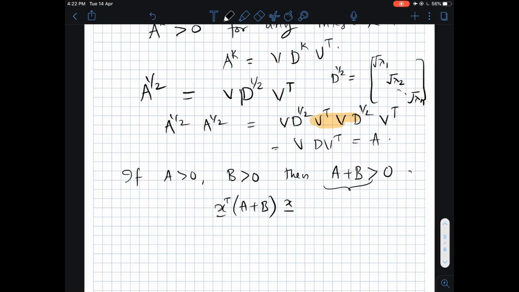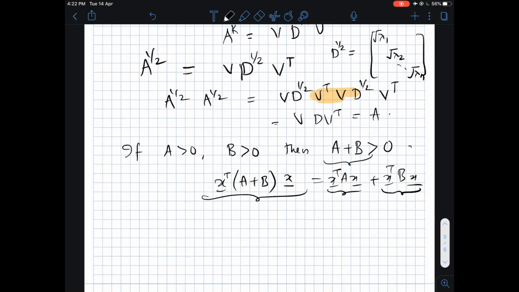So we can just construct the quadratic form of A plus B, x transpose (A plus B) x, and we see, as we have done in the previous lecture as well, that x transpose A x and x transpose B x, both these terms here are positive. So the sum is also positive. No matter what x is, the sum here is going to be positive, and hence it's a positive definite matrix.